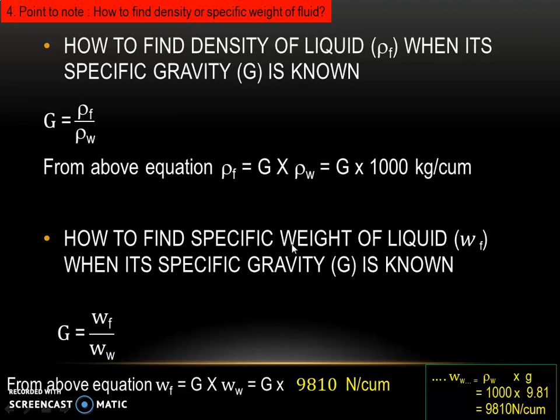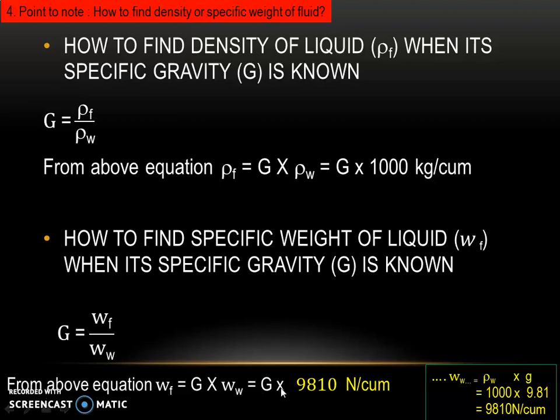Now, we will see how to find specific weight of liquid, that is W of F, when its specific gravity G is known. Before that, we will find out what is the equation which relates specific weight of fluid to specific gravity. The equation is G is equal to W of F divided by W of W. So, we can write W of F, that is specific weight of fluid, is equal to G into W of water. So, that is what is written here, G into specific weight of water.